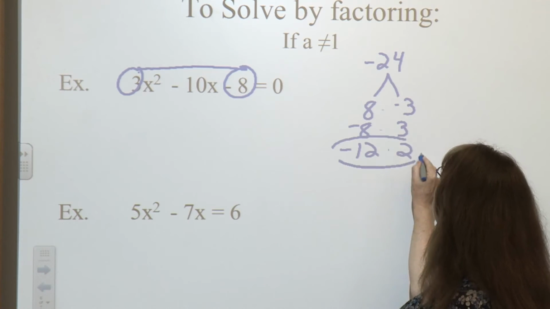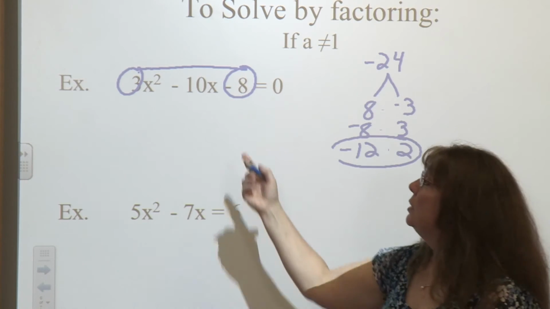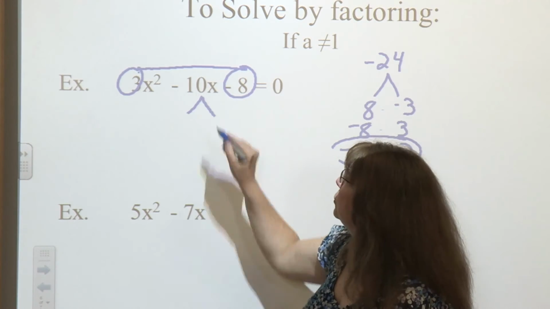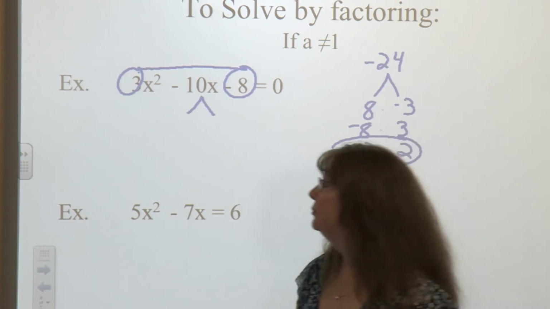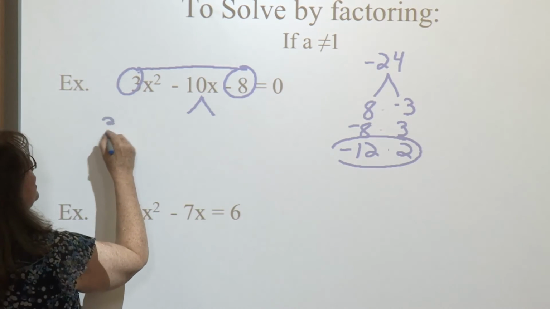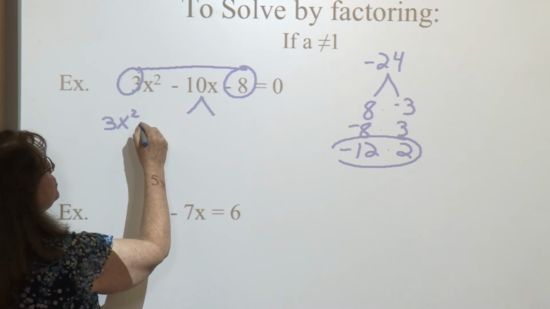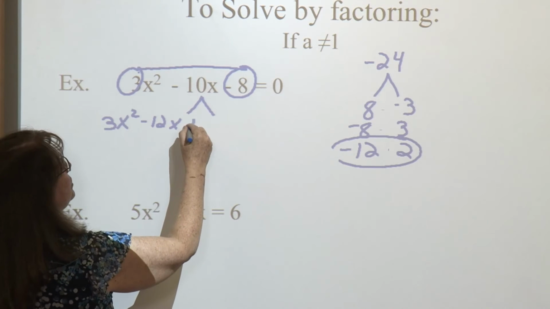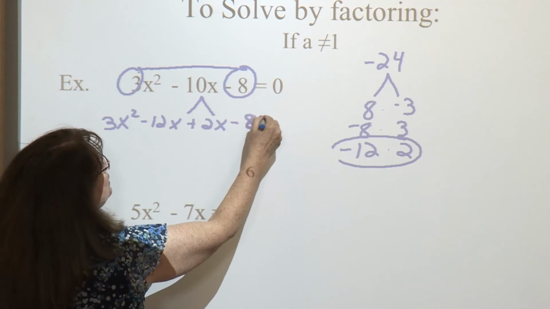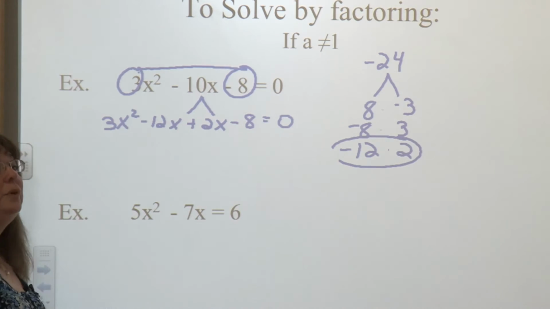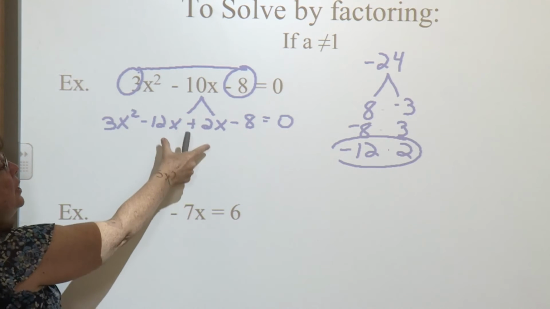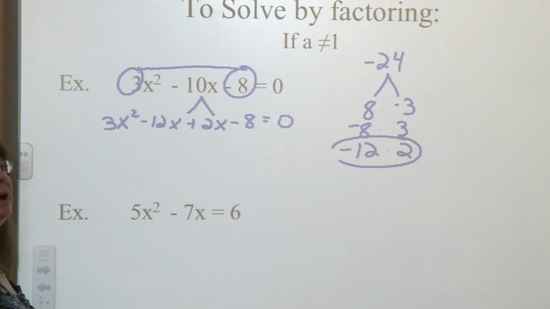These are the ones I'm going to want to use, but not as factors, but as a way to rewrite my middle term, that x value. 3x squared minus 12x plus 2x minus 8 equals 0. We've broken down that negative 10x and put down the two terms it had before they were combined.